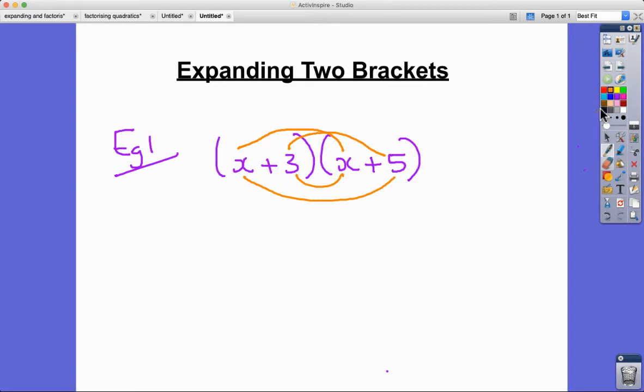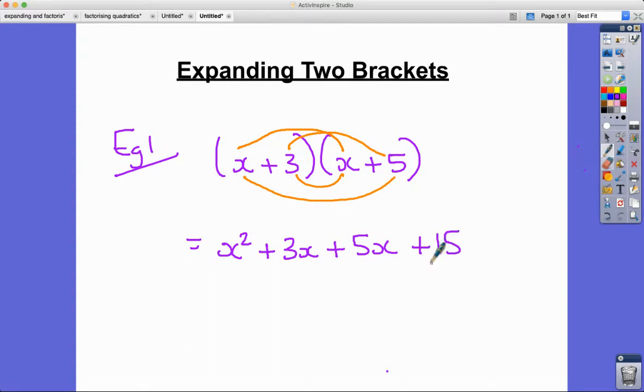So if you squint a little bit, you might be able to see the smiley face. It's almost like a pair of glasses or a pair of goggles with the eyes. All right, so I'm going to take the left eyebrow first of all. x multiplied by x is equal to x squared. Now I'm going to look at the nose. So add 3, 3 multiplied by x is plus 3x. And then the same thing over here for the mouth, plus 5x. And then looking at the right eyebrow, we've got 3 multiplied by 5, which is 15.